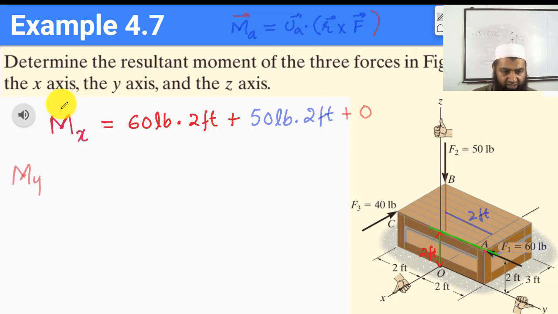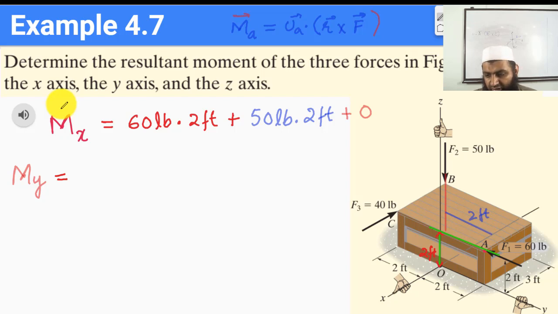So next up we look at the moment along the y-axis, and so the moments along the y-axis are equal to, again we look at each force one by one. Again, this force F1 is acting along the y-axis, so this will not produce any moments along the y-axis.